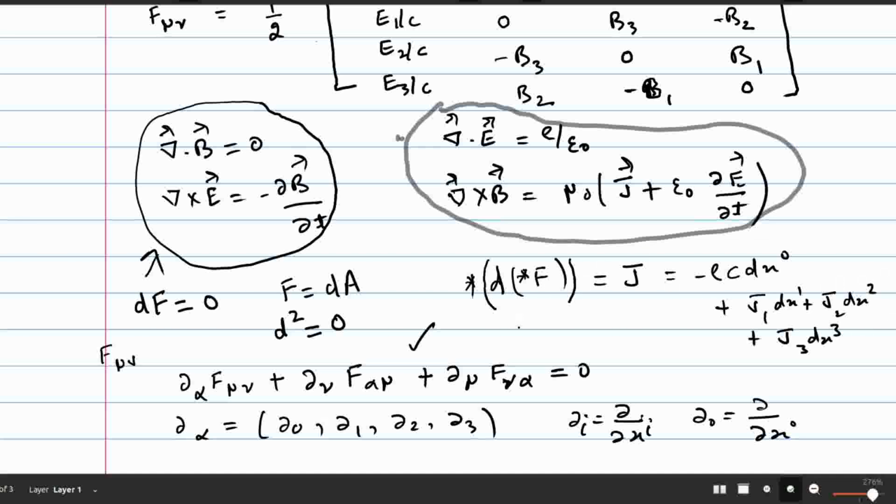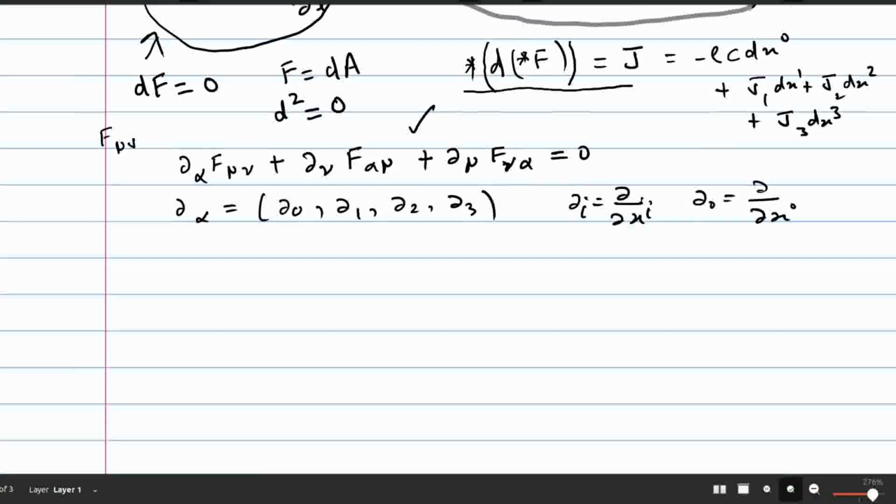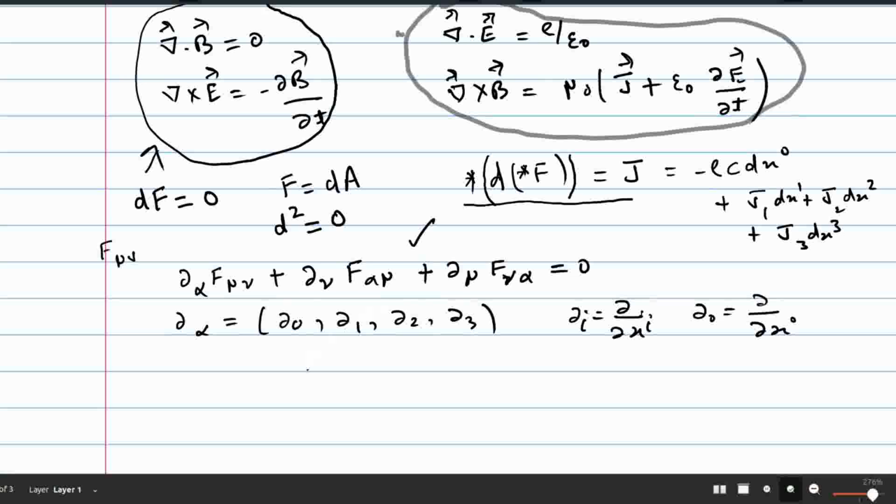Now we will not go into the definition of this Hodge star operator. However, this equation we can write in terms of components of F. And if we write it in terms of components, then this equation can be written as del mu F mu nu, where this repeated index is summed over, equals minus mu naught J nu by 2.